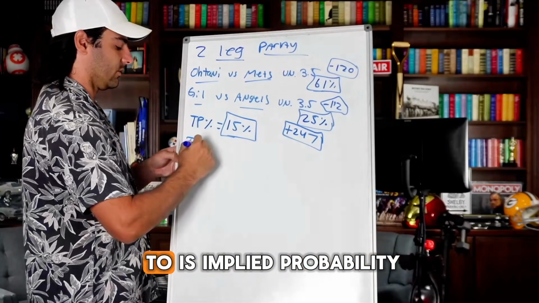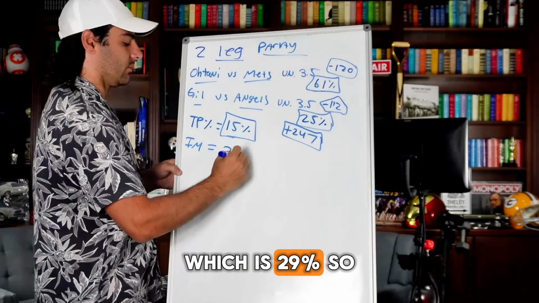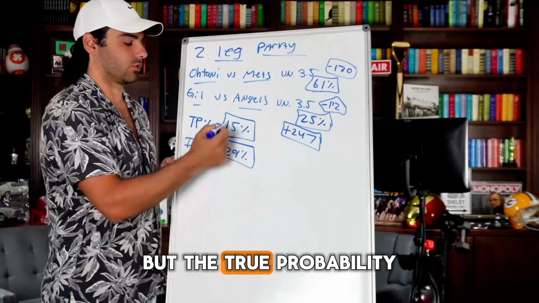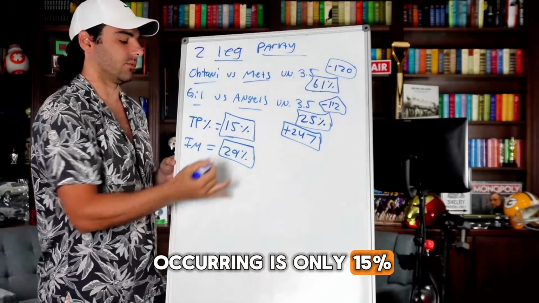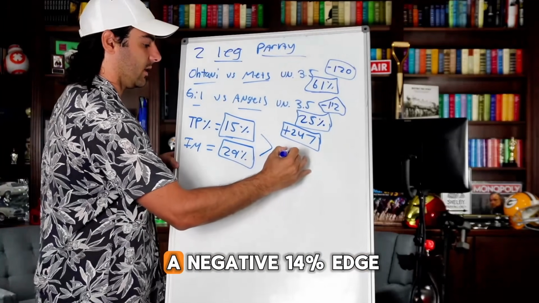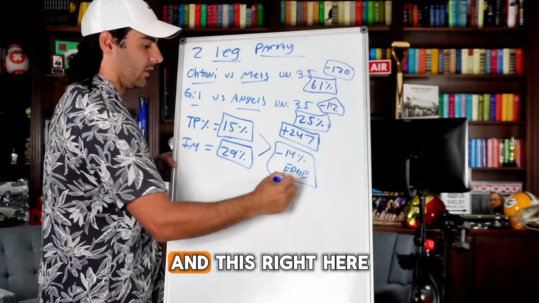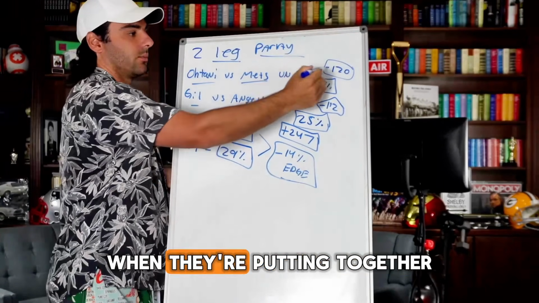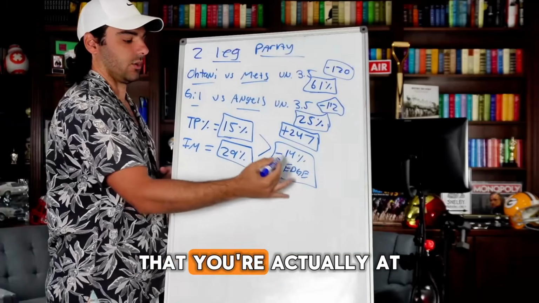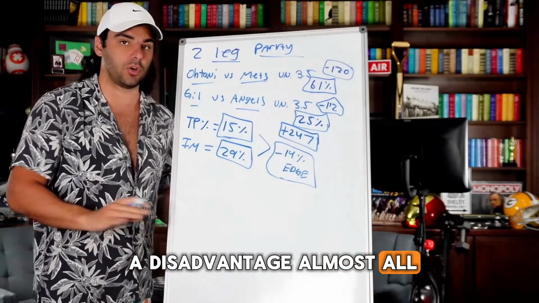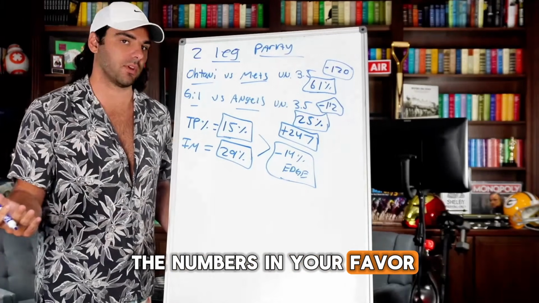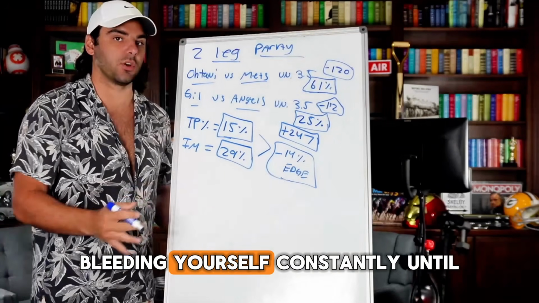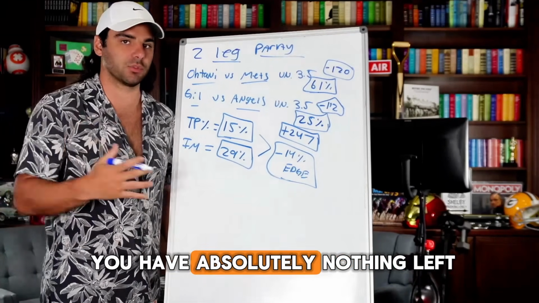So what that translates to is implied probability, which is 29%. So the sportsbook's telling you there's a 29% chance that this is going to hit, but the true probability of this event actually occurring is only 15%. So thus giving you a negative 14% edge. And this right here is why people lose so much on parlays, because they don't realize when they're putting together these type of numbers that you're actually at a disadvantage almost all the time. If you're not manipulating the numbers in your favor to where it makes sense, then you are actually literally slow bleeding yourself constantly until you have absolutely nothing left.